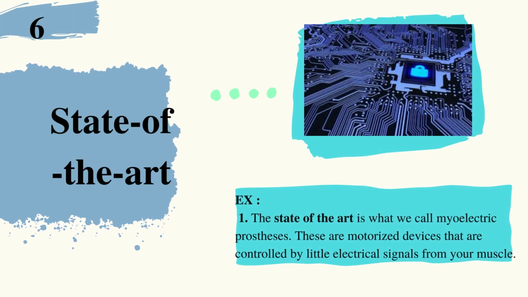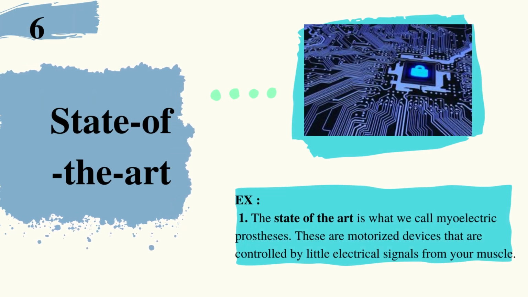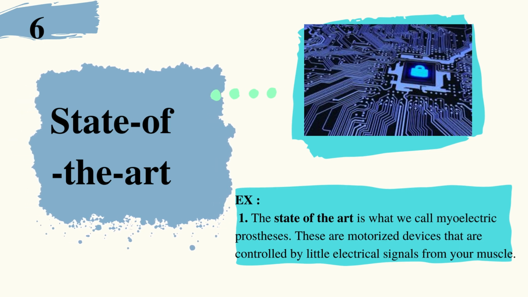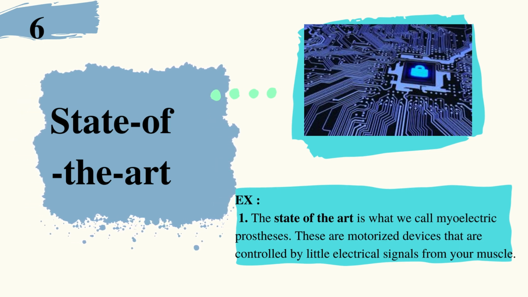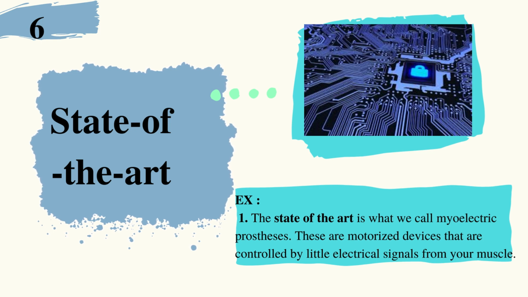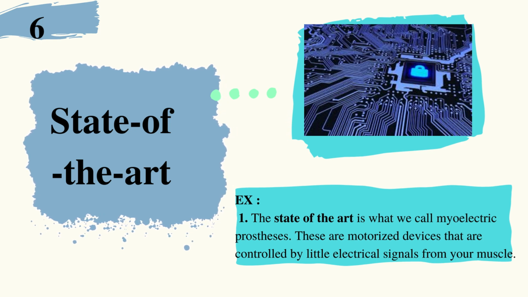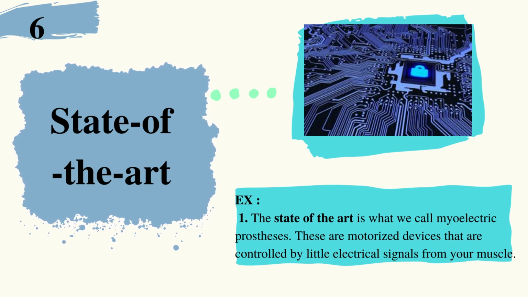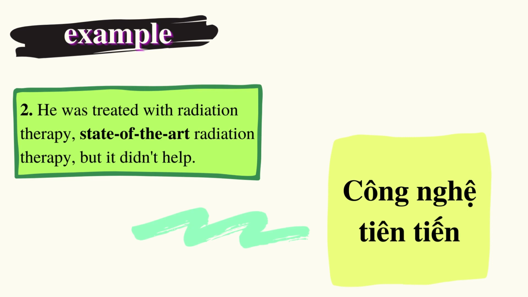6. State-of-the-art. State-of-the-art. Example. The state-of-the-art is what we call myoelectric prostheses. These are motorized devices that are controlled by little electrical signals from your muscle. He was treated with radiation therapy, state-of-the-art radiation therapy, but it didn't help.